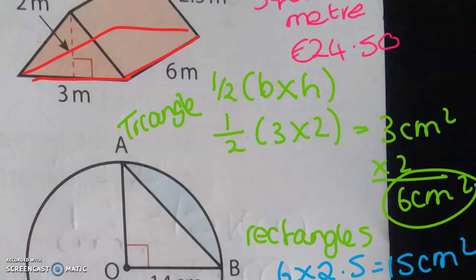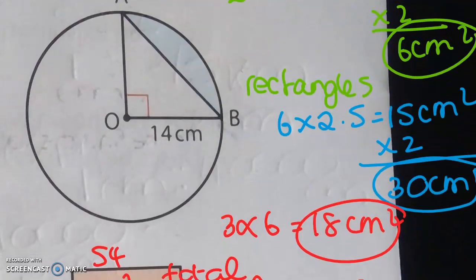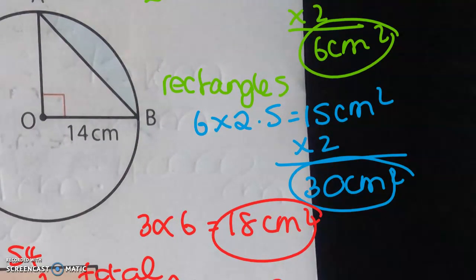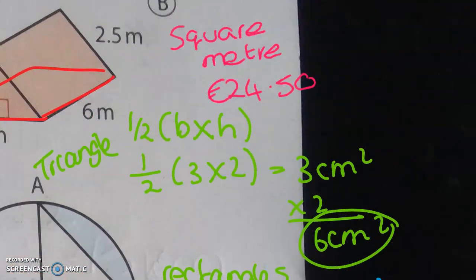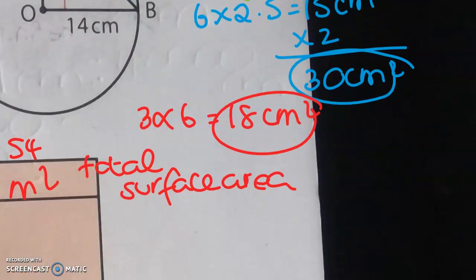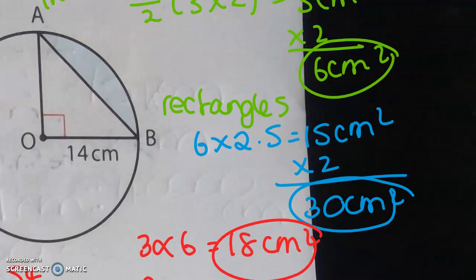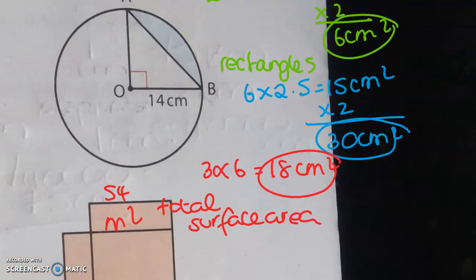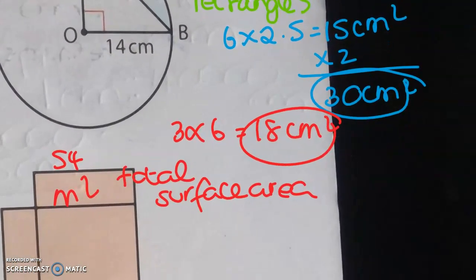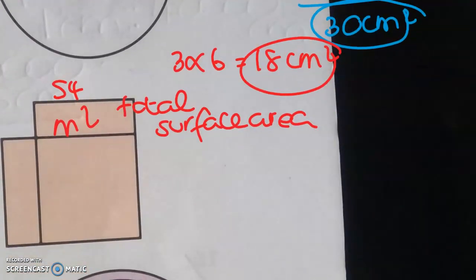The rectangles either side of the tent are again length by width, 6 multiplied by 2.5, and I get 15, and I double it because I've got 2 sides of the tent, which gives me 30. Then underneath, the floor of the tent is 3 by 6, which is 18. My total surface area, I add the 3 parts and I get 54 metres squared. So if I walk into Woodies and they say every metre squared is 24.50, well, I need 54 metres squared, so it's times 54. And that's the total surface area. So that's that one done.